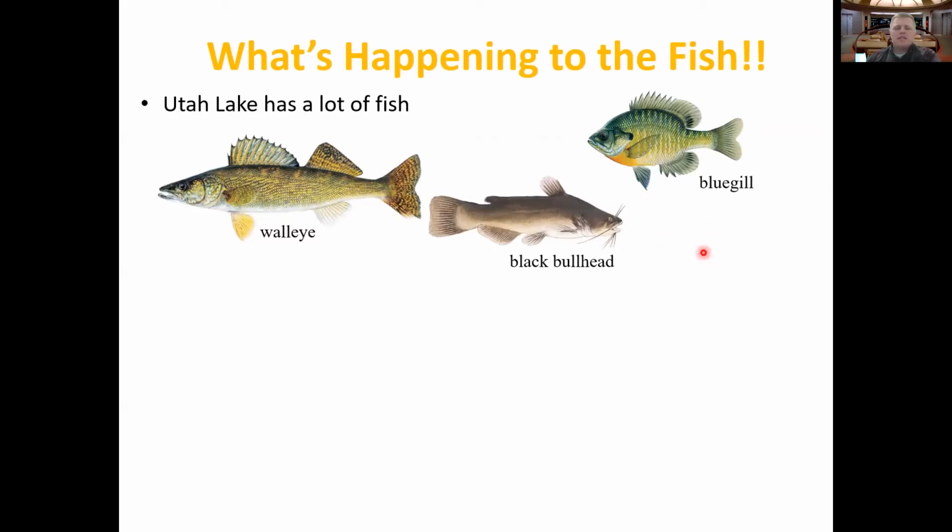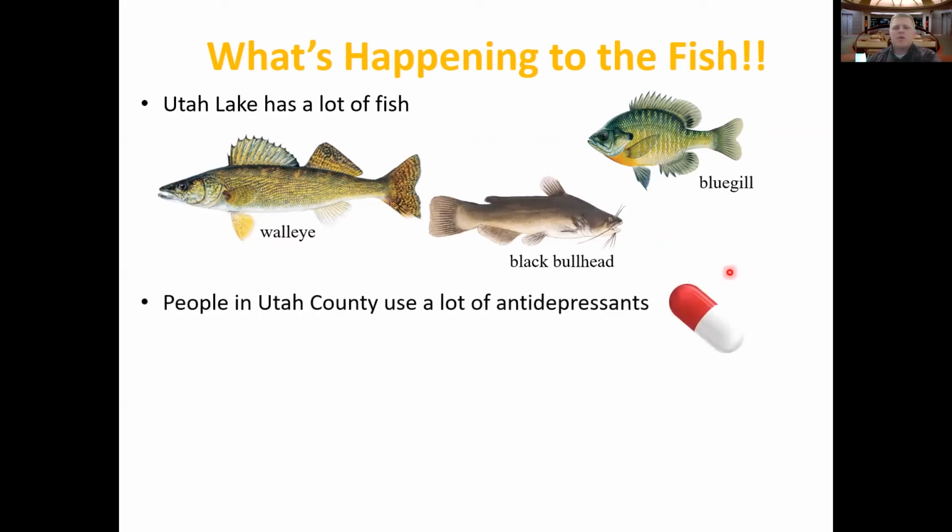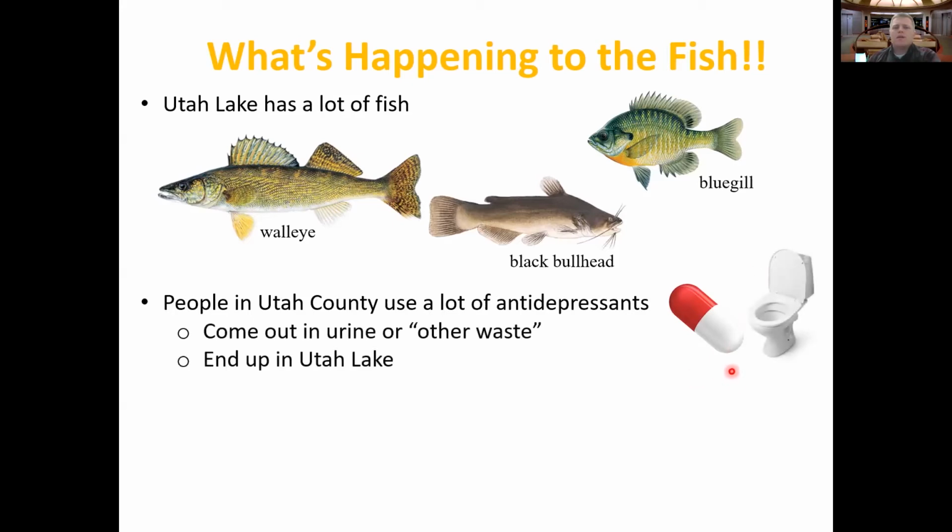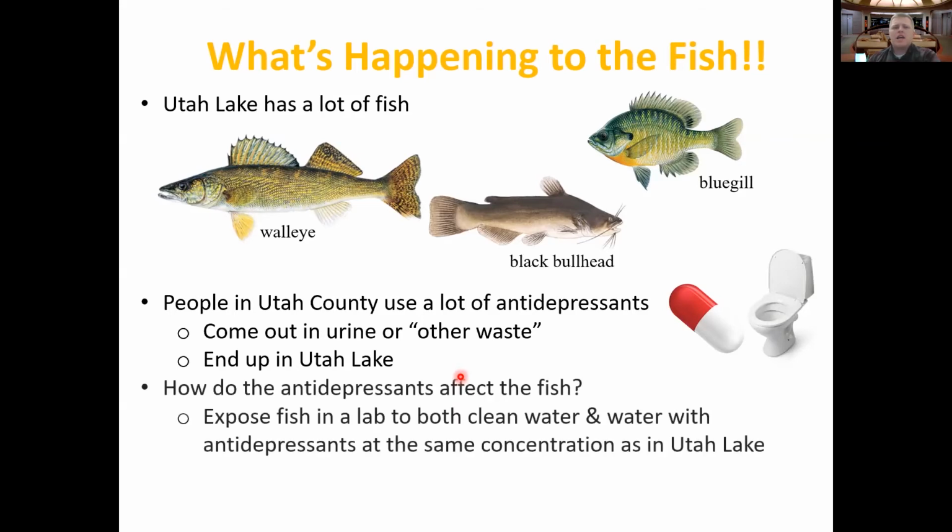But the problem is that in Utah County, where BYU is, a lot of people take antidepressants for a various number of reasons. And those antidepressants come out in urine or other waste, and they come out in the toilet, and then they get flushed down into Utah Lake. So the question is, how do these antidepressants affect the fish?